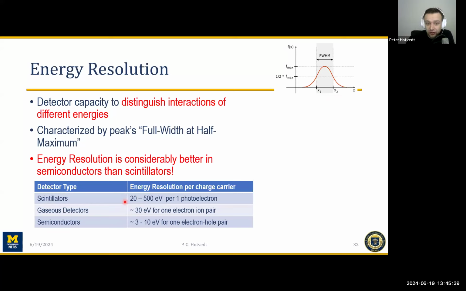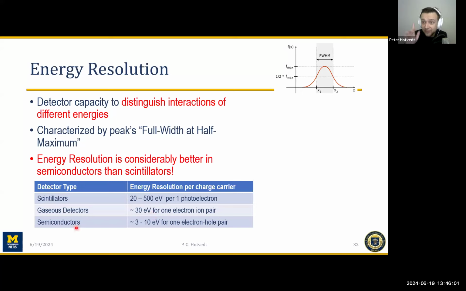We have scintillators, which have an energy resolution of about 20 to 500 eV per photoelectron. So pretty broad full width half max. Gaseous detectors have about 30 electron volts for one electron-ion pair. However, again, you have to be aware that the fill gas is going to change that a lot.